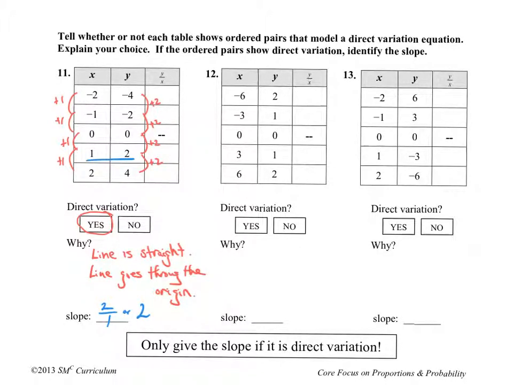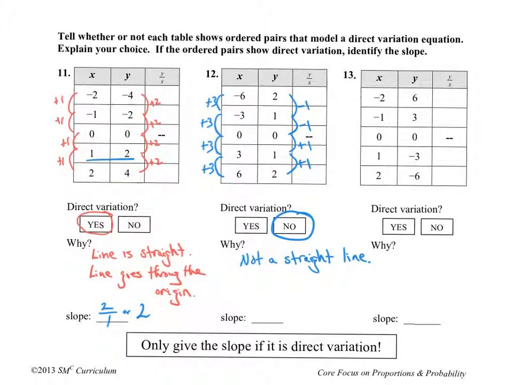We can see that number 11 is direct variation because the pattern is consistent on the x's and on the y's. It's a straight line and it does go through the origin. And the slope is 2 over 1 or 2.